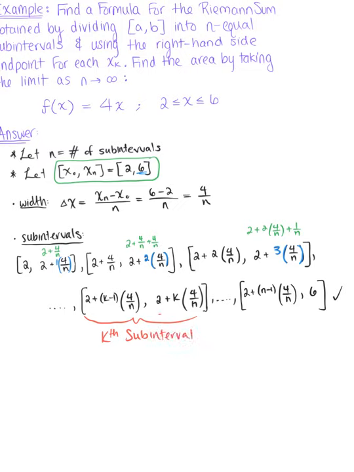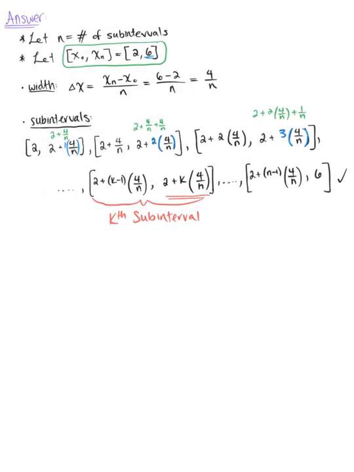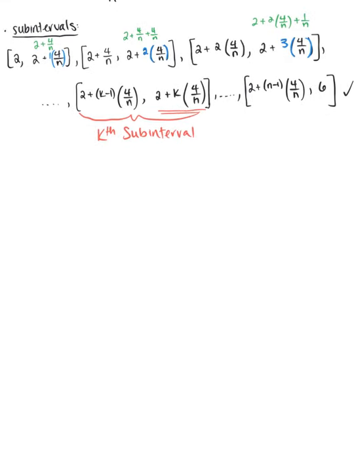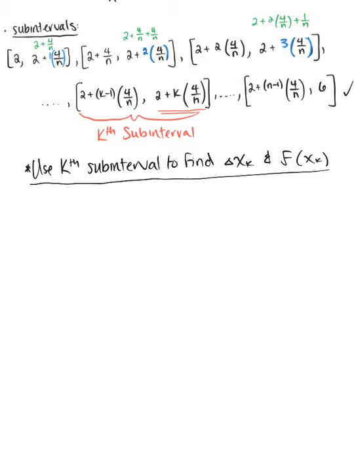In particular, we're going to be interested in the right-hand endpoint. So we can now use this kth subinterval to find the width and the height. So our width, delta x sub k, is the difference of the endpoints, x sub k minus x sub k minus 1.